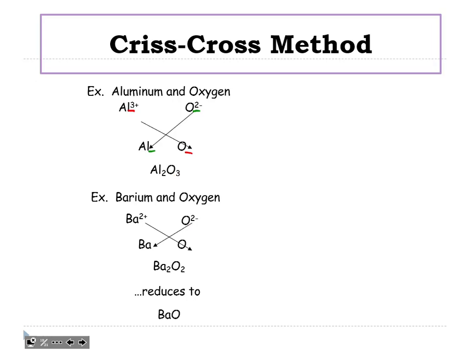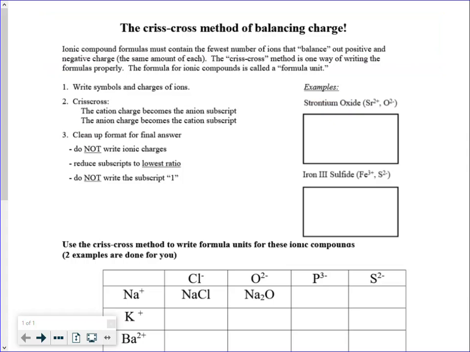So now on the back of what we were just working on, we have a chart to fill in following the Criss-Cross method. So let's go ahead and take a look at some of those examples. Okay, so looking up here, we're doing the example. Say they just told me strontium oxide. They didn't tell me this part over here. They didn't let me know what the charges were or anything.